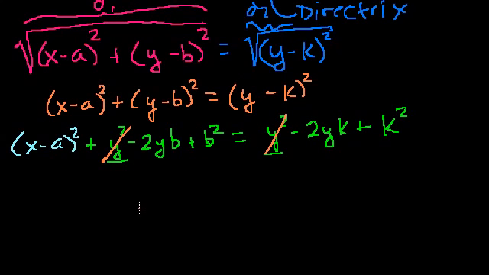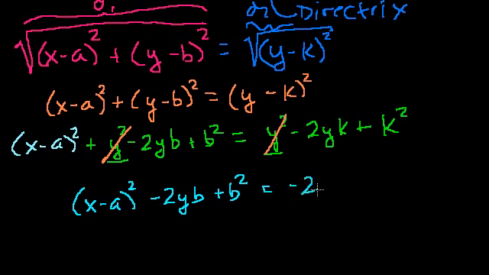So all of a sudden, this is starting to look a lot more like a parabola, because this is now an equation that relates y's to an x squared. So let's clean this up and make sure that we can get it in a form that we normally associate with a parabola. So we now have, let's rewrite it, x minus a squared minus 2yb plus b squared is equal to minus 2yk plus k squared.